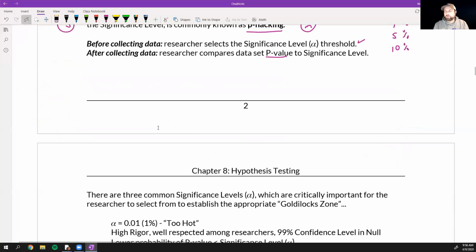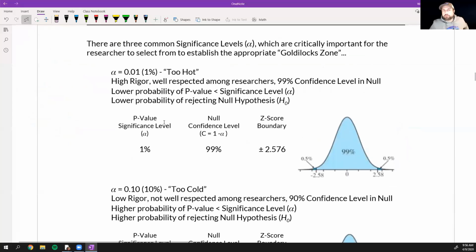Okay, so what significance level should you pick? You're conducting an experiment. Where do you set that bar for the threshold to reject hypotheses? We're going to talk about this in terms of Goldilocks and the three bears. Let's say you set your significance level at 1%. So you're going to run an experiment, you're going to collect some data, and you're going to say, we are only going to reject the null if our p-value comes in at 1%.